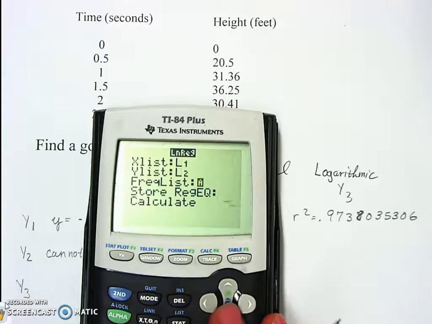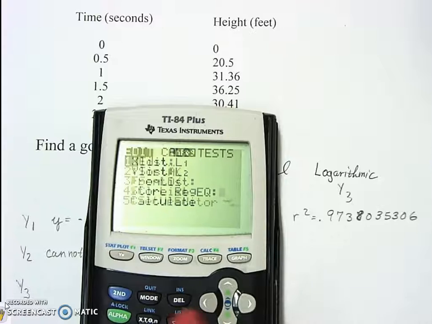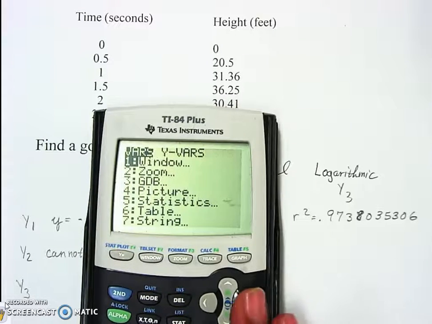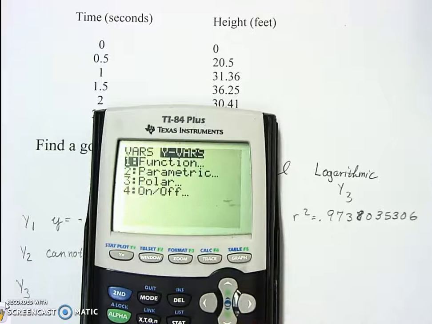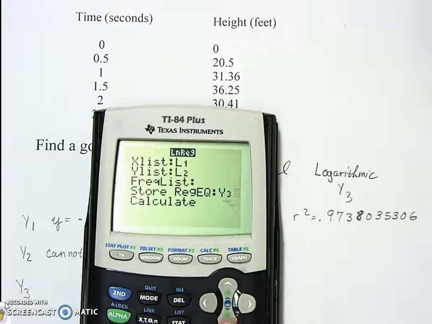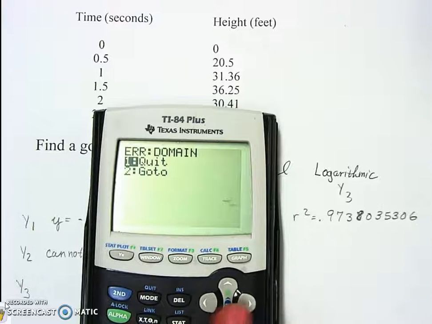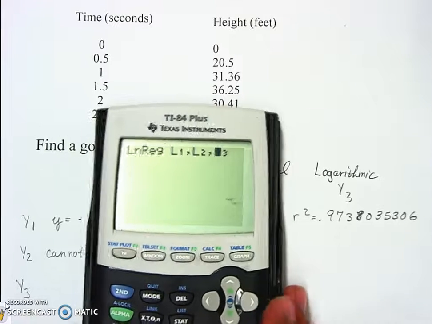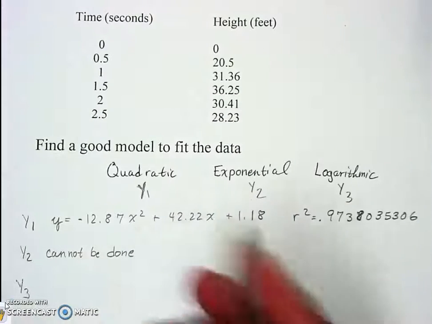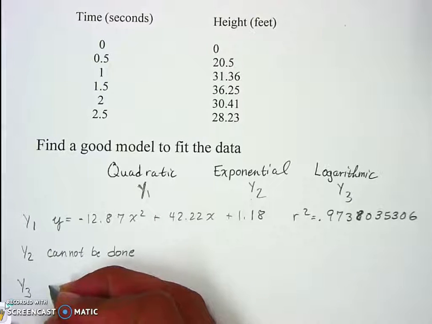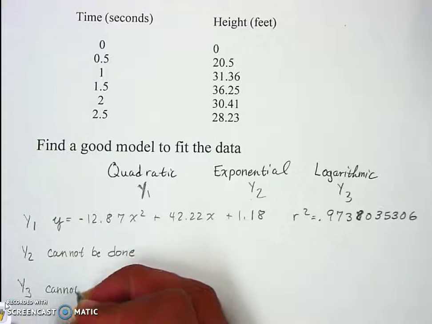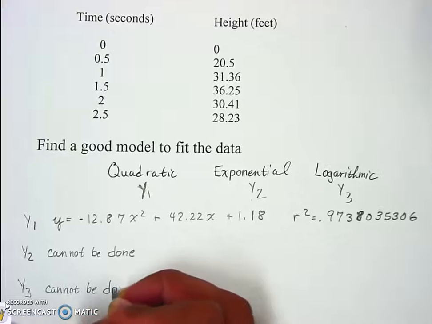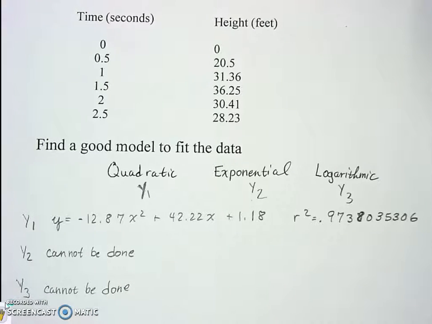We go down, down, down 3 times. Hit vars. Go to the right. 1, 3. And then we calculate it. Uh-oh, that says it doesn't work either. Oh no. What happened? So with this, that was not the best. So we cannot do that either. Now that does not happen every single time. It just happens to happen this time.